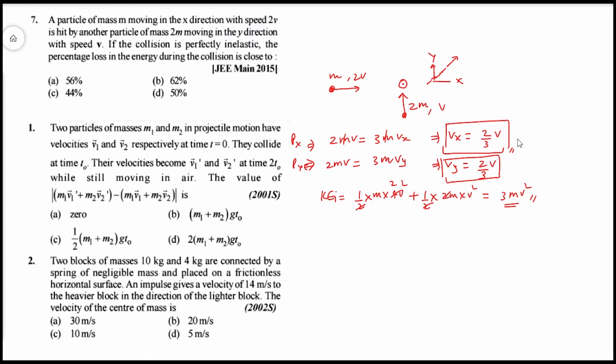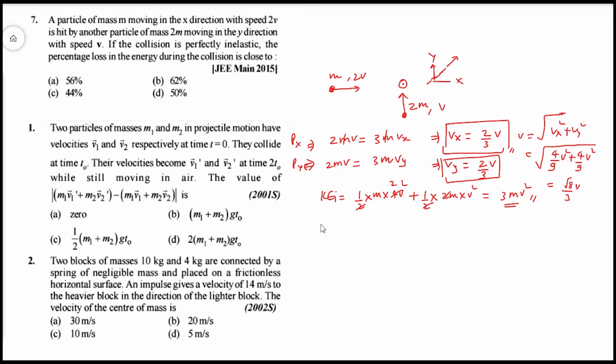The final speed, you can say final speed is root over vx square plus vy square, and that is going to be 4 by 9 v square plus 4 by 9 v square. And again you can take v square common, and that is going to be 8 by 9. Okay, and 8 by 9 is just, you can write, root over 8 by 3 v. Okay, so this is the final speed of the combined system.